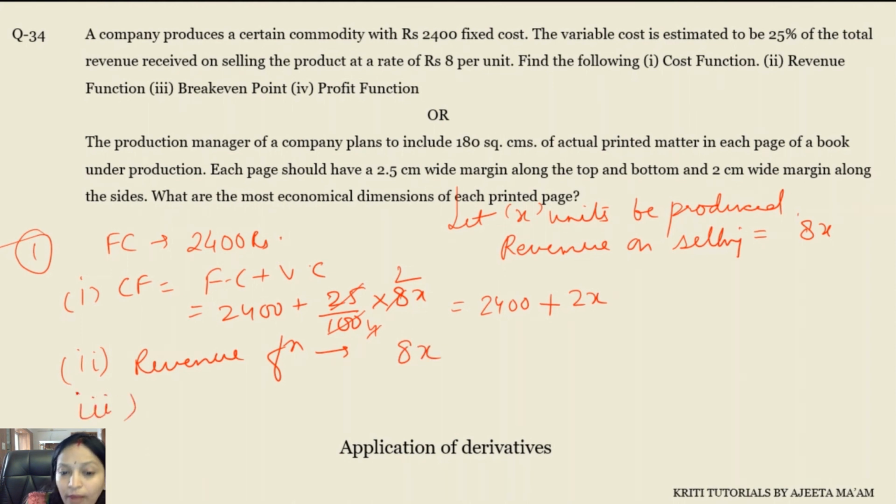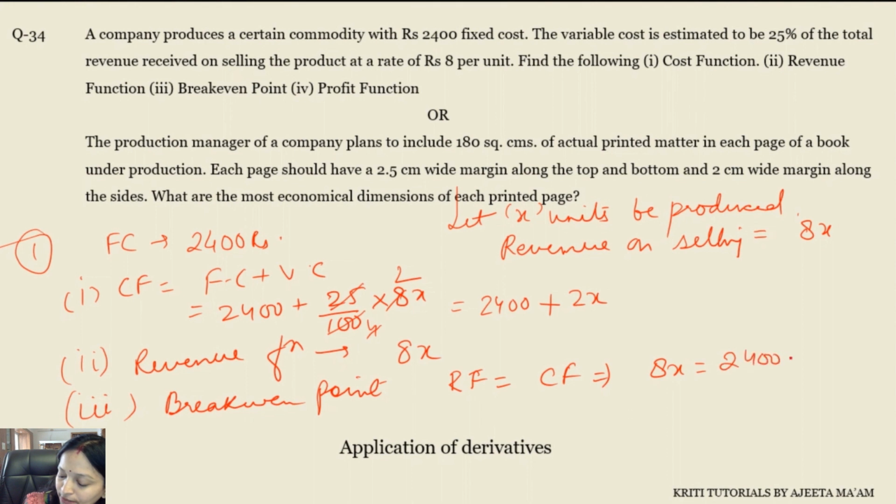Now third, break even point. Break even point क्या होता है? जहाँ पे no profit no loss, that is your cost function is equal to revenue function. So break even point, correct? What is your break even point? Revenue function is equal to cost function. So 8x is equal to 2400 plus 2x, so 6x is equal to 2400, so x is 400.